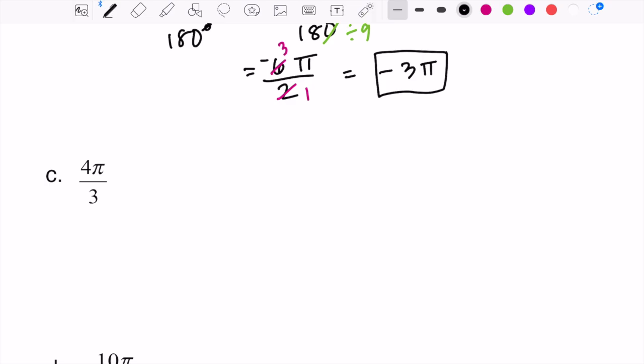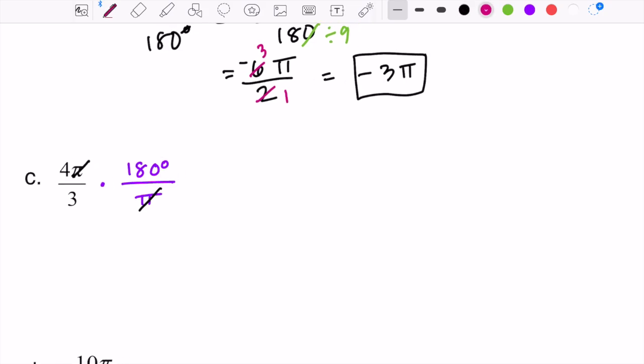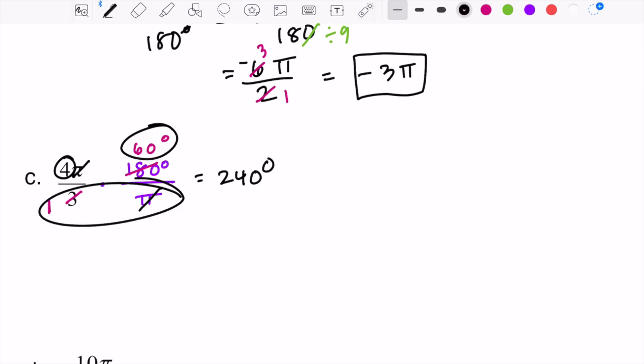Okay, 4 pi over 3. So now we're going to be going to degrees. So if we're going to degrees, that means we want the pi in the denominator so that it'll cancel with the numerator. So those will cancel right there. And then I'm just going to try and do some reducing right here. 3 goes into 3 once, and 3 goes into 180 60 times. And I am going to be left with the degree symbol because that's in the numerator. So I'm going to do 4 times 60 is 240 degrees, and everything in the denominator is 1, so that's good.